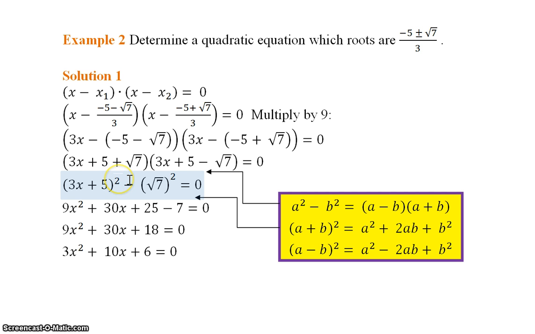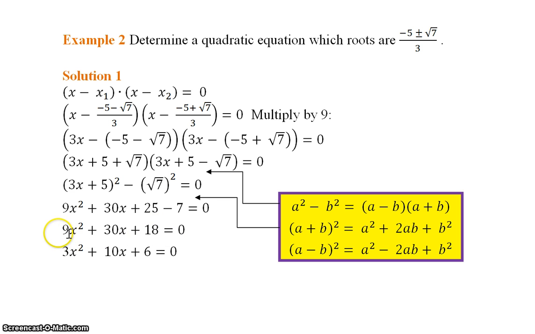Now we apply the formula square of sum, this formula. Square of sum equals the square of the first term plus twice product of the terms plus the square of the second term. The first term is 3x, the square of 3x is 9x squared, product of the terms 3x and 5 is 15x, twice product is 30x, and the square of 5 is 25. Square root of 7 squared is 7. 25 minus 7 is 18.